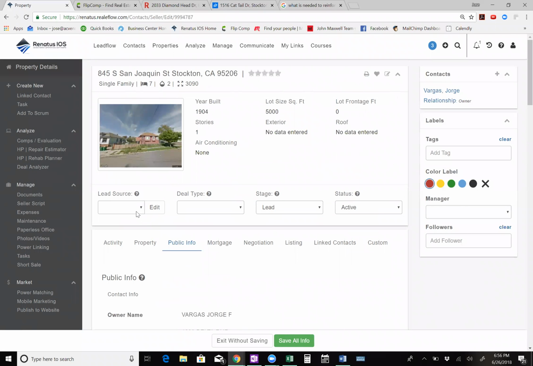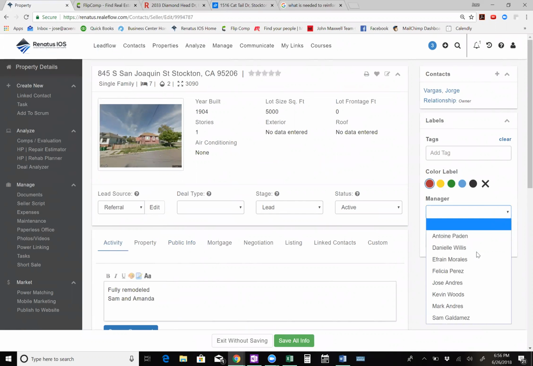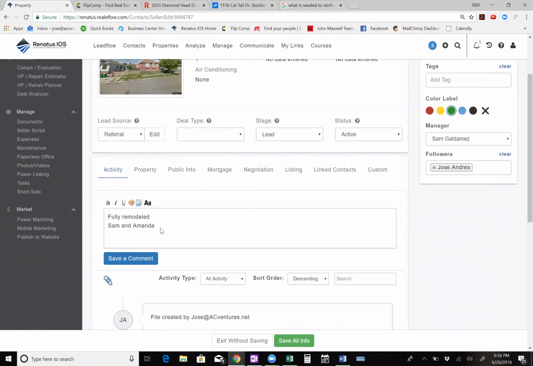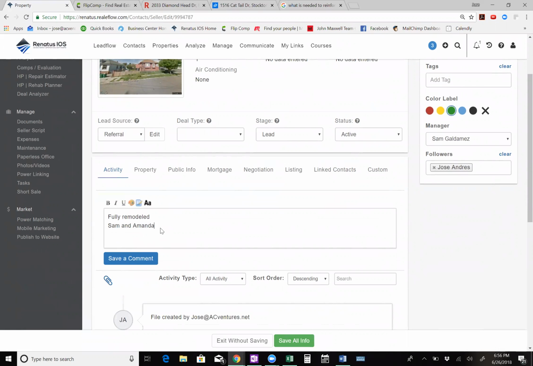Okay. So like I said, what's the resource? It's a referral. Fully remodeled. Sam and Amanda, since you guys are part of this property, I'm going to make you a manager of it, and I'm going to follow it. You see how I did that? Yeah. Okay. The most important thing is collecting data. Real estate data is extremely important when it comes to property. So anything in data you have of a deal, you want to make sure you record it so you understand and remember and can refer back to it.